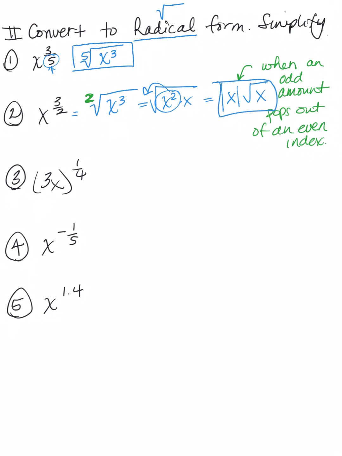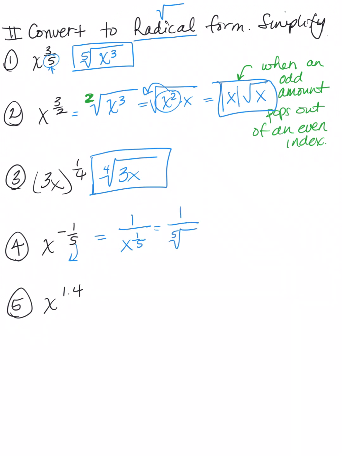Let's look at number 3. The fourth root of 3x. Now, there's nothing to the fourth power or anything under there that I can reduce, so that's as far as I can take it. Number 4 has a negative exponent, so the first thing I want to do is move it down to make it positive. So I'm going to put 1 over x to the 1/5. Then I write it as a radical, the fifth root of x.